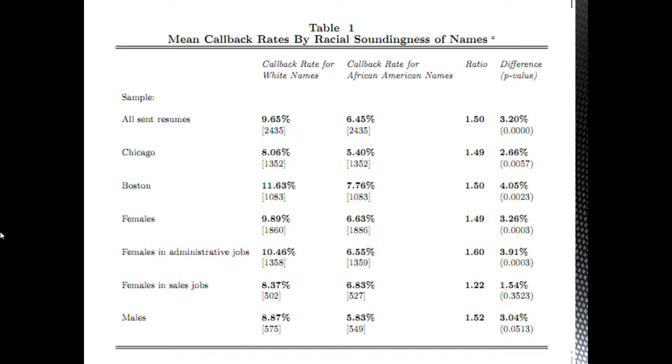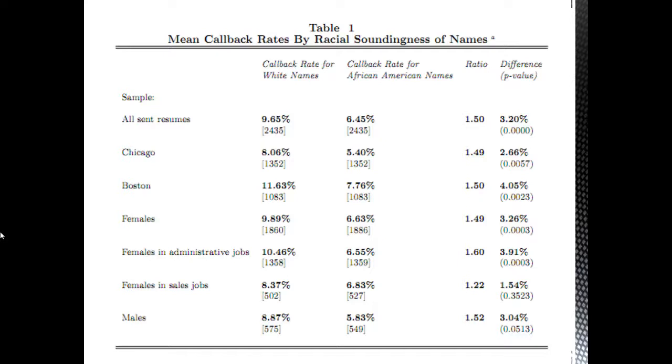Oh, is there a difference between males and females? No, not really. Females versus males, right? They each have a ratio, if you look at these rows, of about 1.5. What about females in particular kinds of jobs? Maybe in administrative jobs, it would be better. No, actually, in administrative jobs, it's worse.